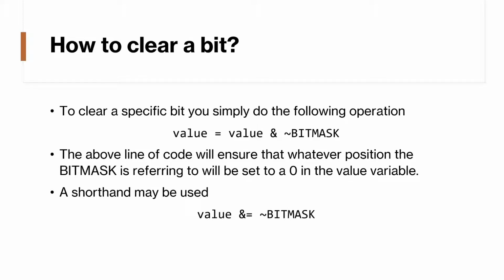The next operation we need to look at is how to clear a bit. And to clear a bit, you just do the operation on screen right now. You do value gets value bitwise AND an inverted bit mask. What this will do is set whatever the bit mask represents to 0 while keeping everything else as it was. It won't mess with anything else except the thing that the bit mask is pointing to.